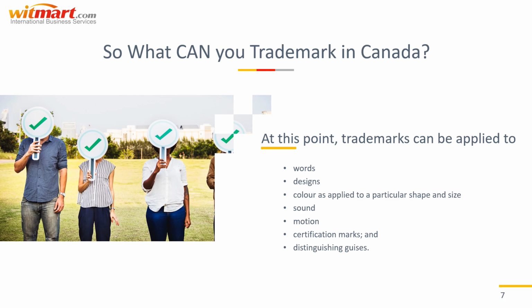A distinguishing guise refers to the overall appearance of packaging of a product that is used to distinguish said product from other items sold in the market. A great example of this would be the Toblerone packaging, which is a triangular shape. And we all know Toblerone, it's good, but you can always recognize the packaging.